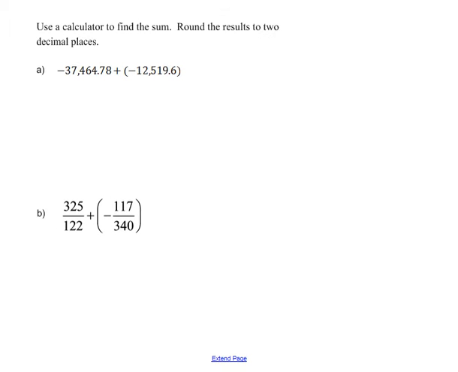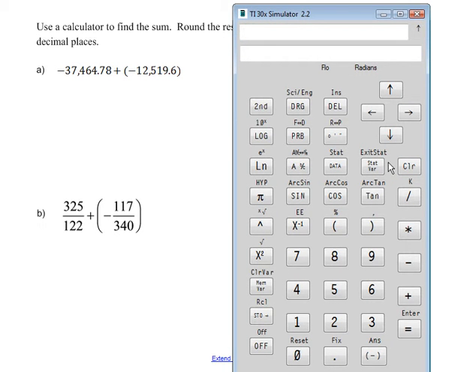Use a calculator to find the sum. Round the results to 2 decimal places. So we can see why the calculator is going to be helpful with these two problems. These are ones that would be sort of messy to have to work through by hand. We could do it, but it would just take a lot more work. So let's pull up our calculator and take a look at what we've got here.